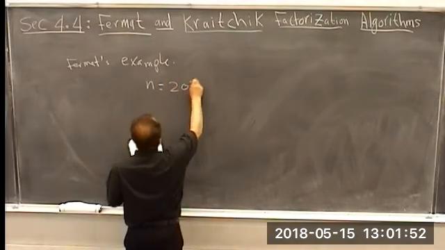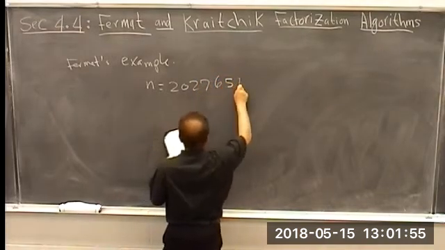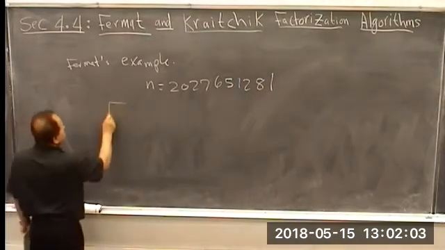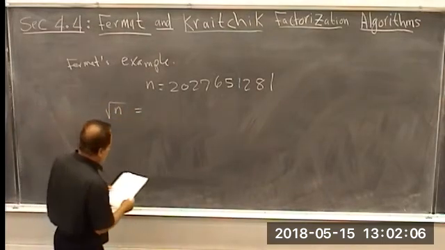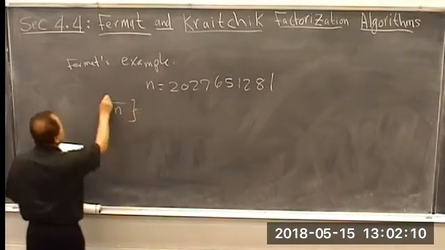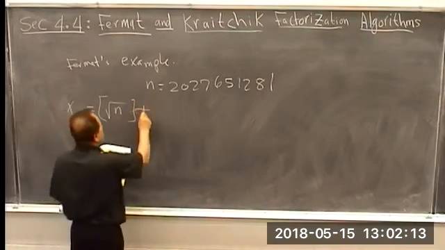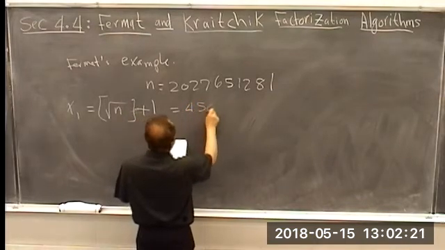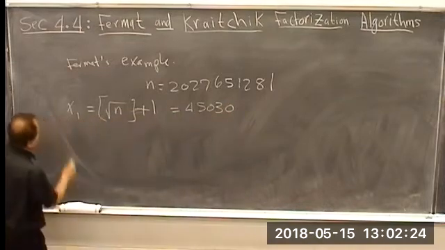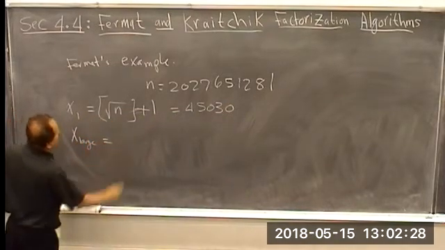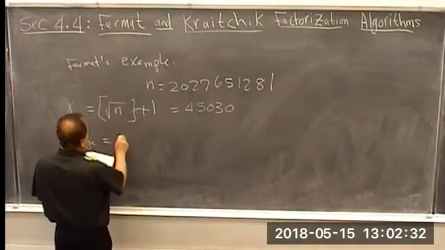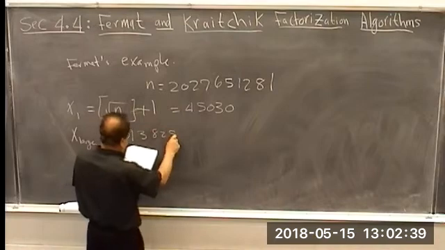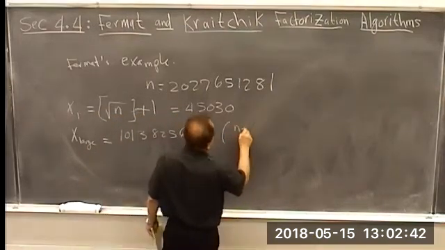It's 2,027,651,281. All right, big number. The square root of this, which is x1, plus 1, turns out to be equal to 45030. All right, and the largest value we need to check is the sum of this number and 1 divided by 2, 1,013,825,641. This is (n plus 1) over 2.